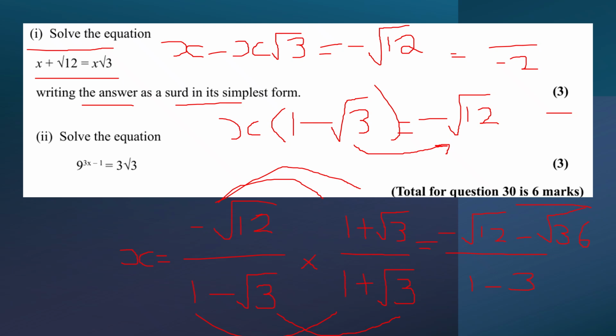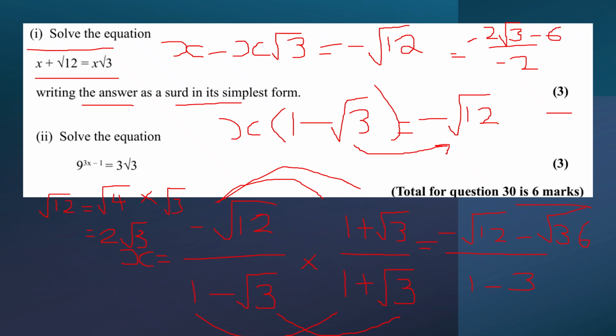Root 12 can be simplified into root 4 times root 3. So simplifying here, root 12 is going to be equal to root 4 multiplied by root 3. Root 4 is equal to 2. We have 2 lots of root 3, which is going to be 2 root 3. So I can now write this as minus 2 root 3 and then minus 6.